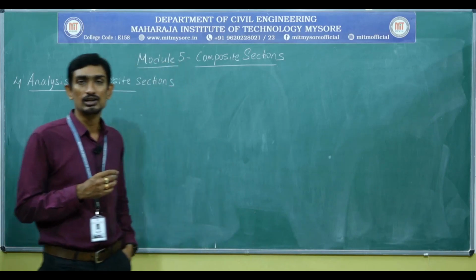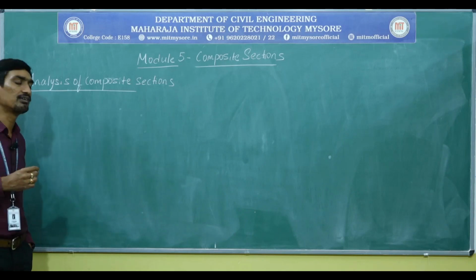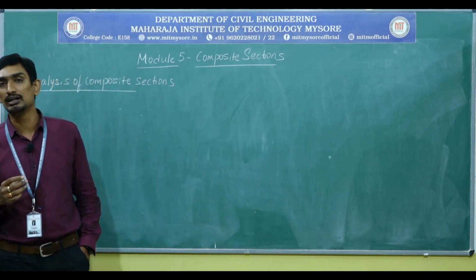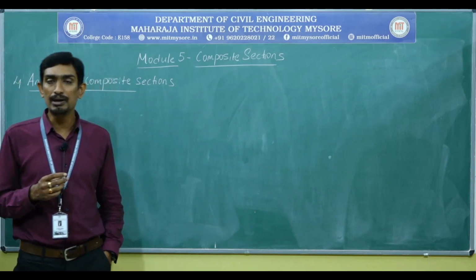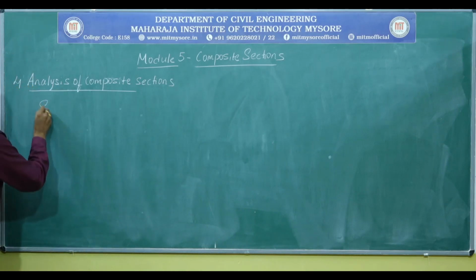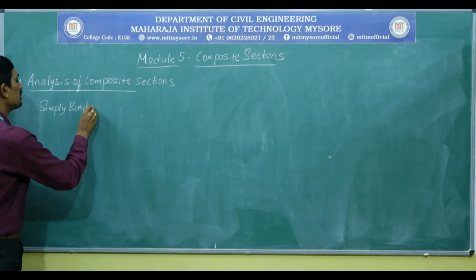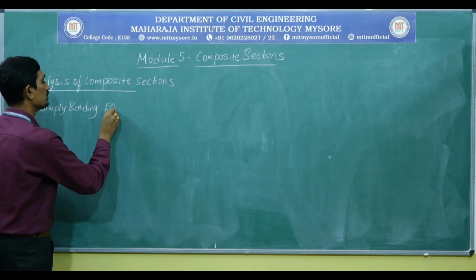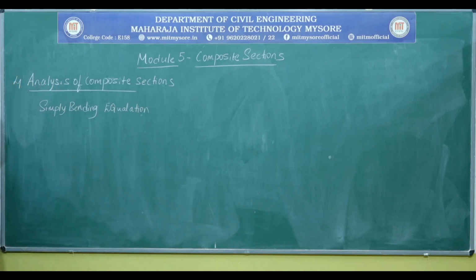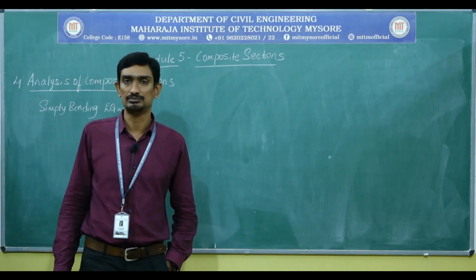As I stated, the analysis for a composite section, such as the stresses developed in the precast pre-stressed unit and the cast in situ slab, will be computed using the simple bending equation. That means we are going to analyze the composite section subjected to flexure. Is it clear?